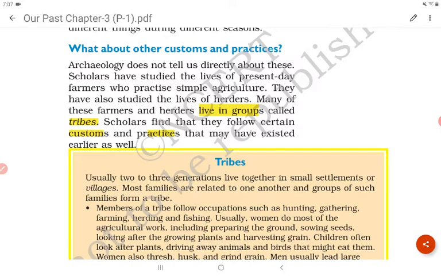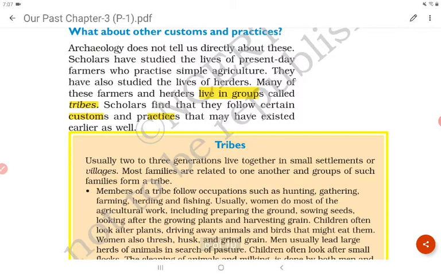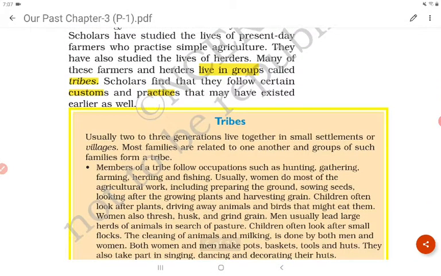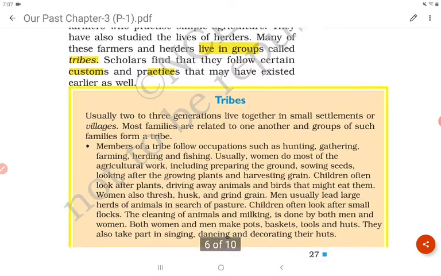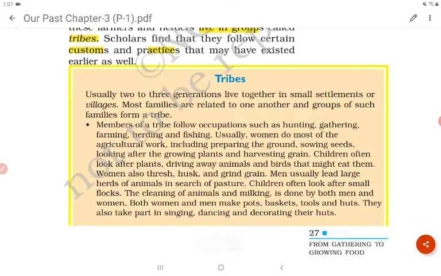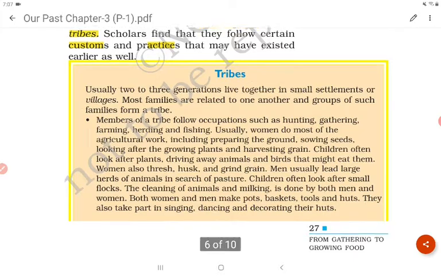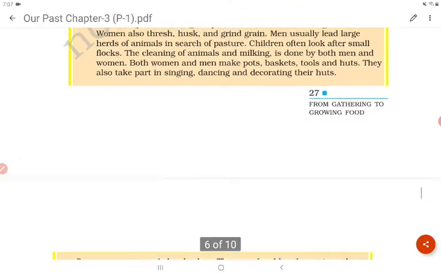And what are these tribes? Many of these farmers and herders live in groups called tribes. Scholars find that they follow certain customs and practices that may have existed. So what are these villages? Two to three generations live together in small settlements or villages. Most families are related to one another, and groups of such families form a tribe.